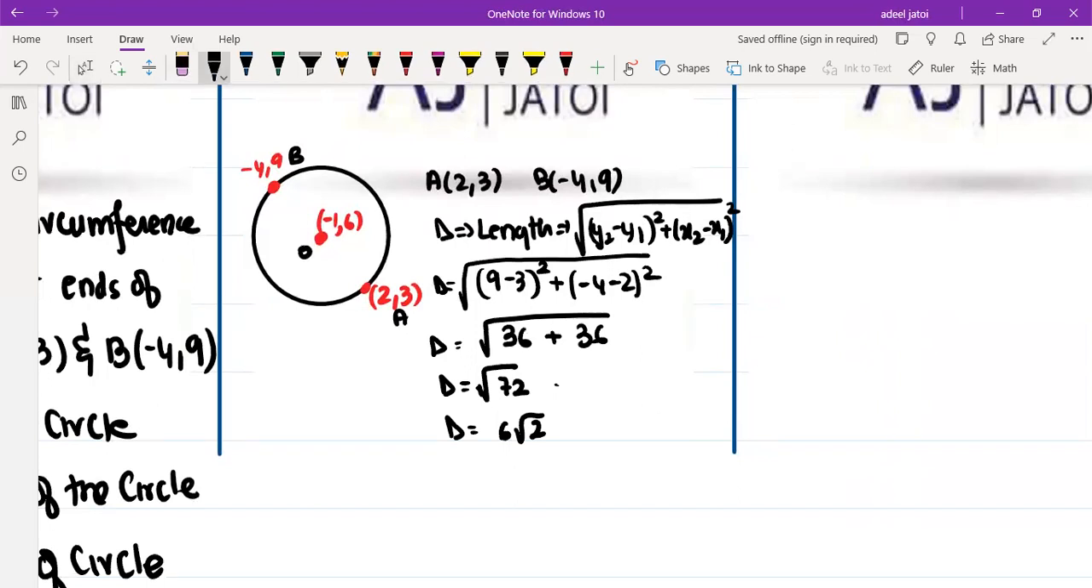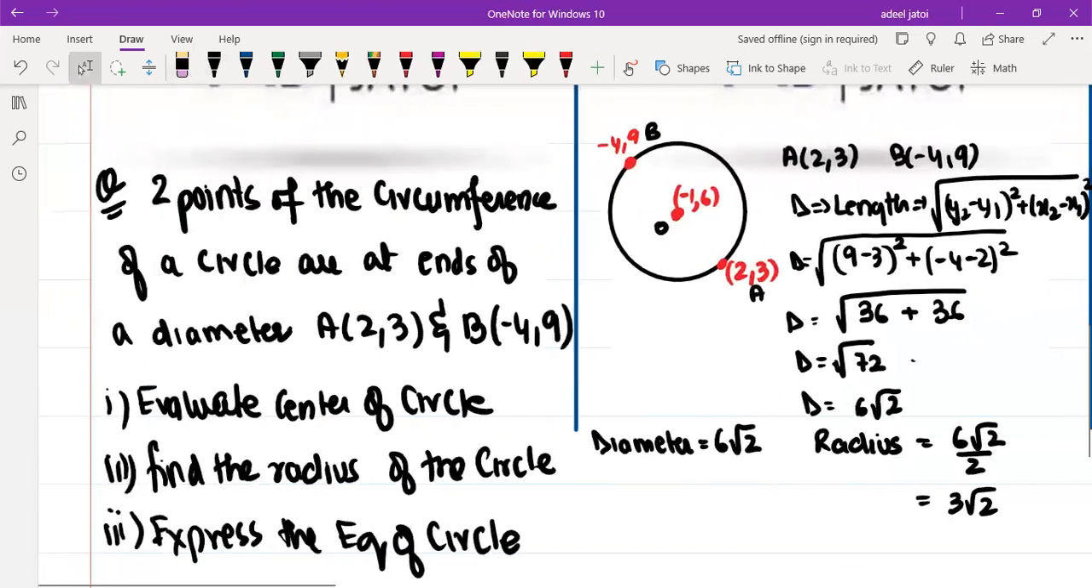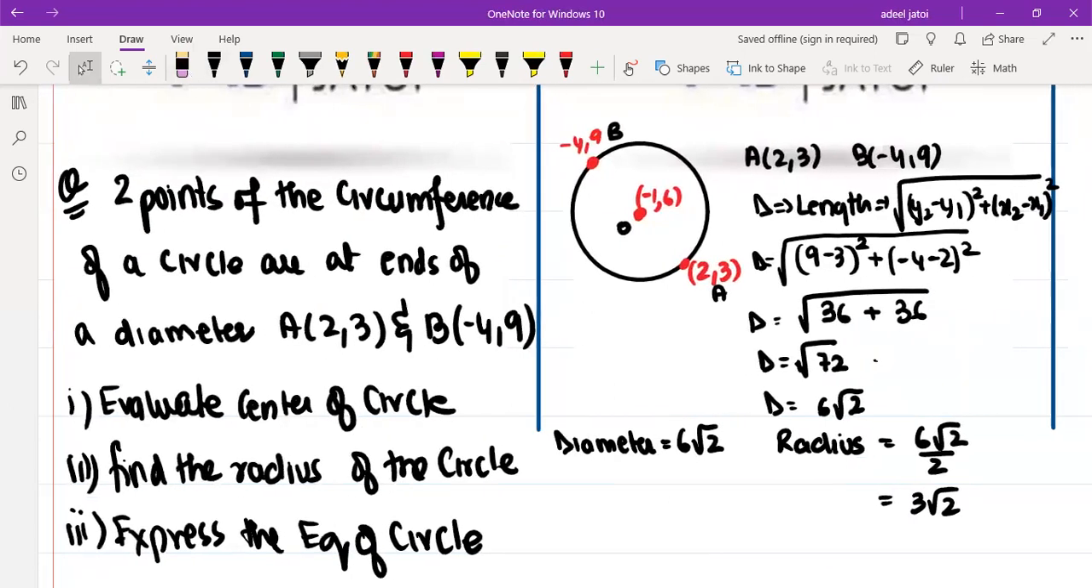But this is your diameter. That means your diameter is 6 under root 2. So your radius will be 6 under root 2 divided by 2, which is 3 under root 2. So this is your answer for part 2, which says find the radius of the circle, and the radius will be 3 under root 2.